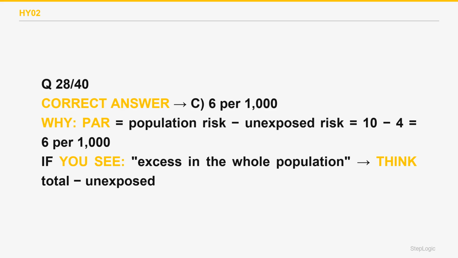The 60% is the population attributable risk percent, the excess as a fraction of the total risk, 6 over 10, not the absolute PAR the question asks for. Choice D wrong. The 2.5 is simply the rate ratio, 10 divided by 4, a ratio rather than a difference. Choice A wrong. The total population risk minus the unexposed risk gives a PAR of 6 per 1,000.